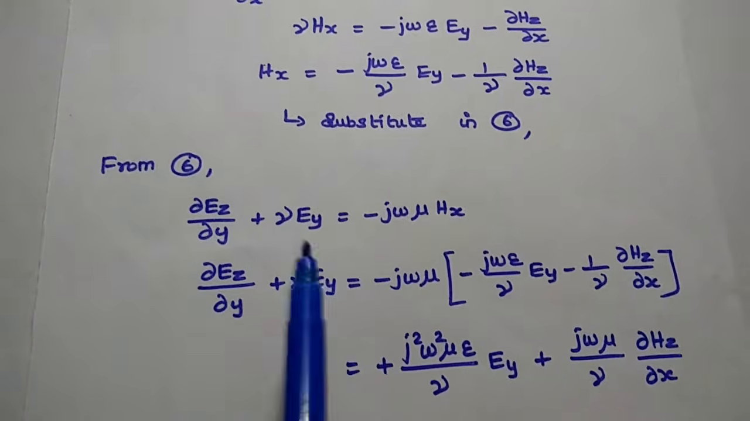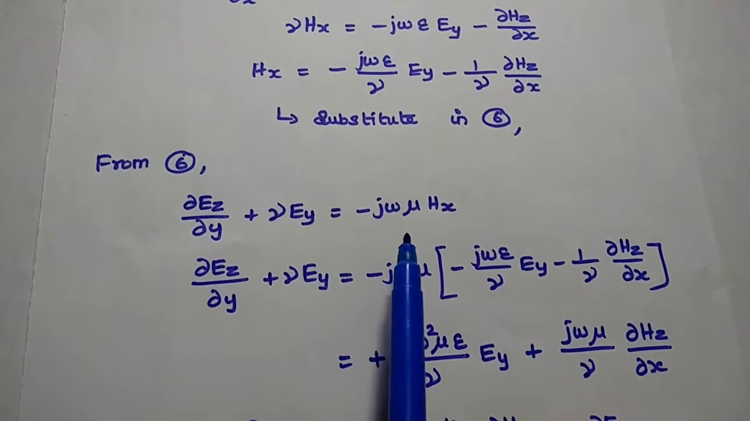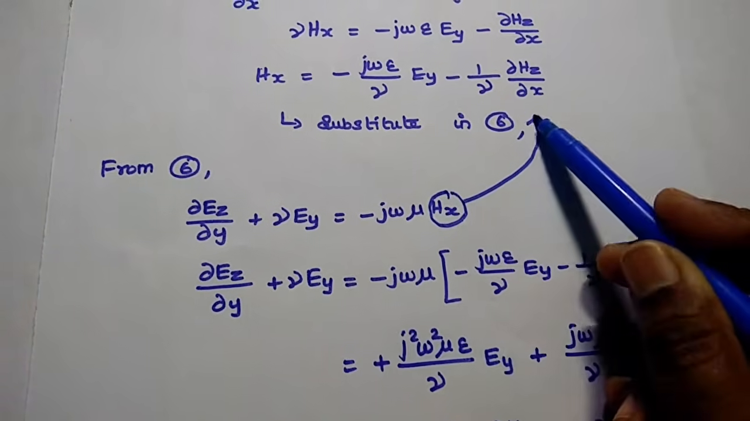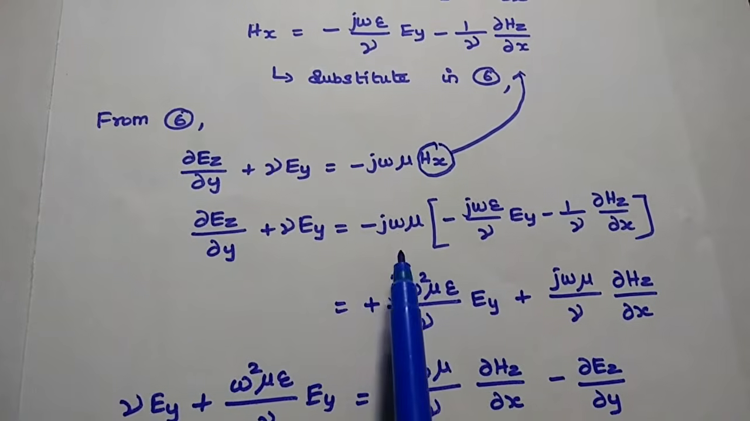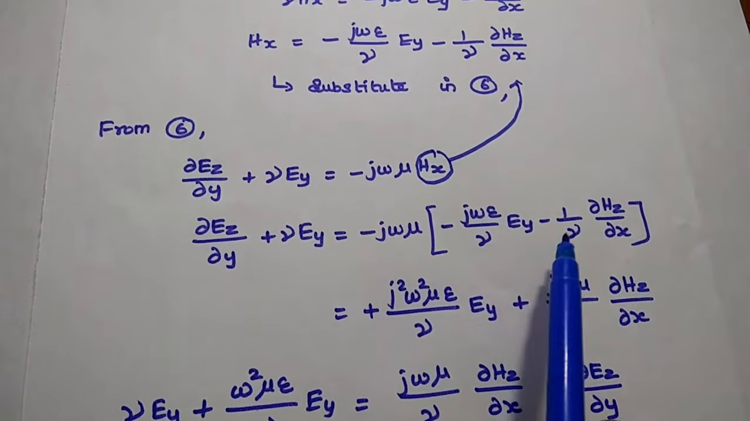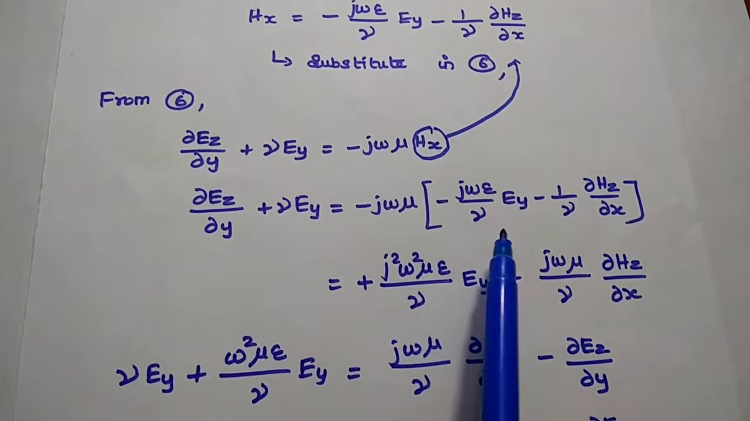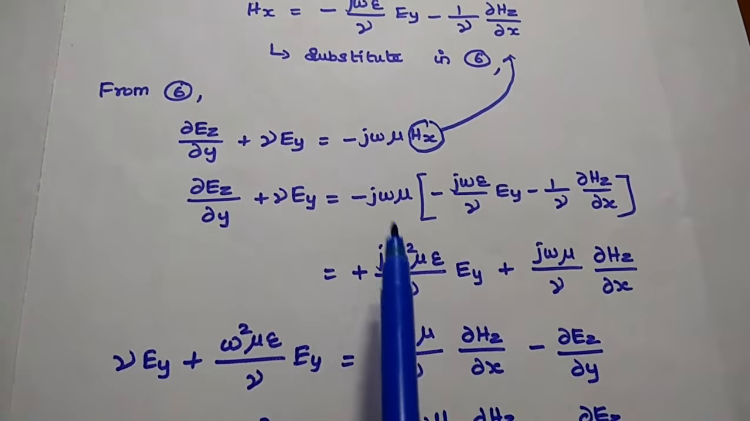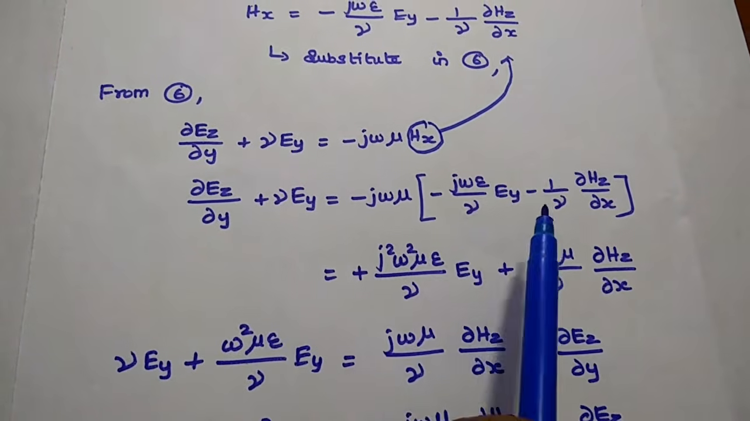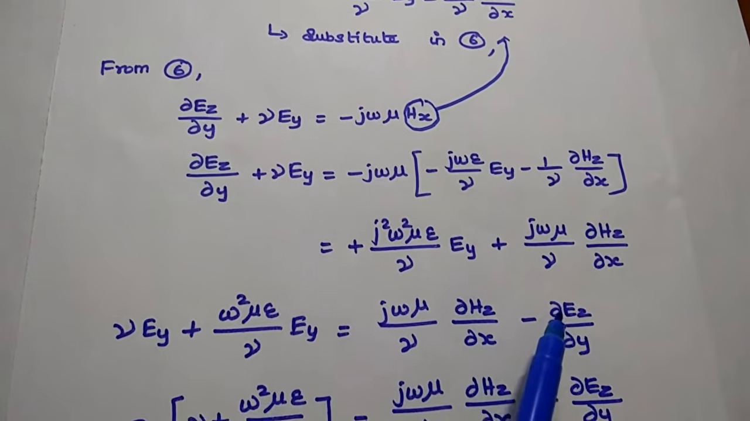What is the sixth equation? Dou Ez by dou y plus gamma Ey is equal to minus j omega mu Hx. So this Hx can be replaced with that value. Then we get minus j omega mu into minus j omega epsilon by gamma Ey minus 1 by gamma dou Hz by dou x. We can multiply this value inside this one. So minus into minus plus j squared omega squared mu epsilon by gamma Ey. Here it is minus into minus plus j omega mu by gamma dou Hz by dou x.